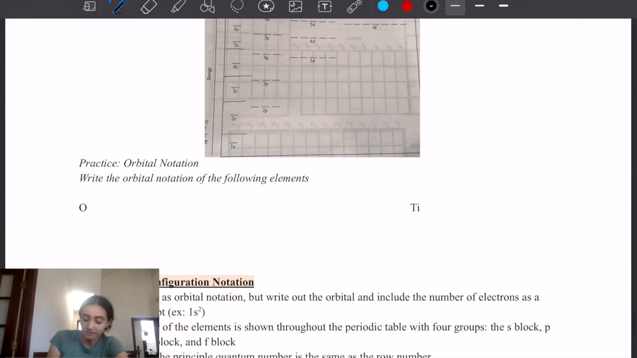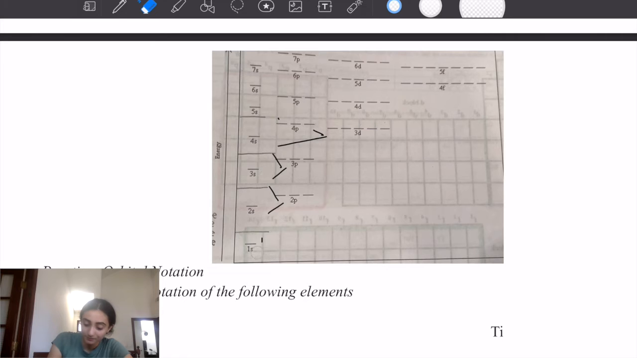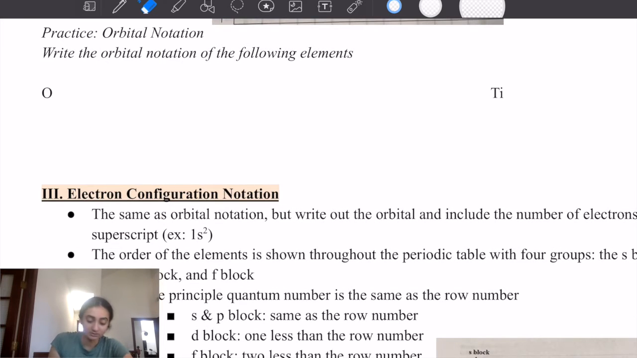So this is the order in the periodic table of how the shells are filled. So we go from 1s to 2s to 2p, 3s, 3p, 4s, 3d, 4p, 5s, and so on and so forth. So we're going to try an example of orbital notation, starting with the orbital notation of oxygen. You're going to want to get your periodic table out.